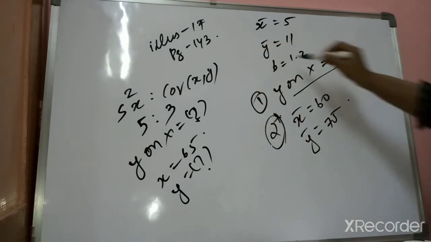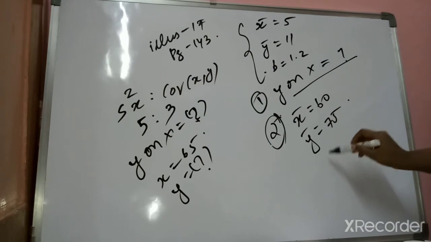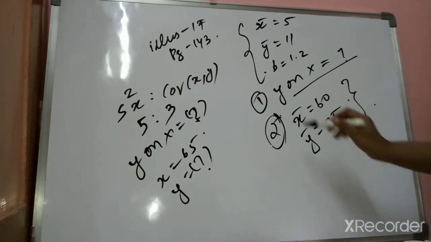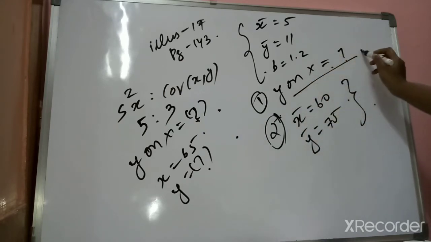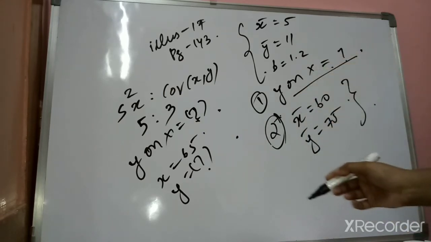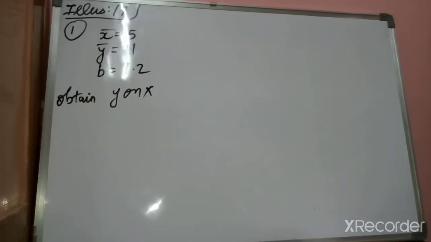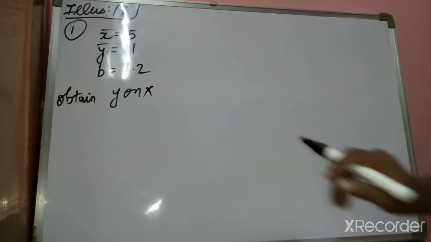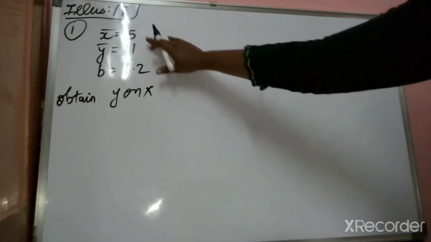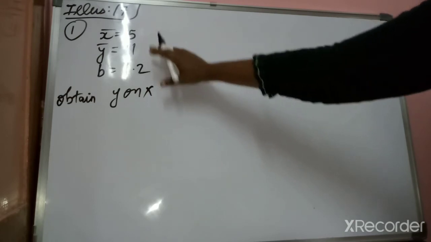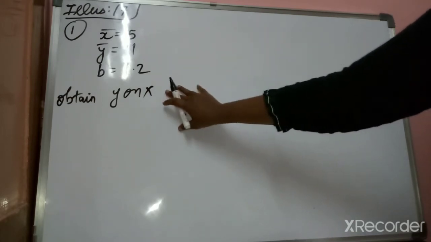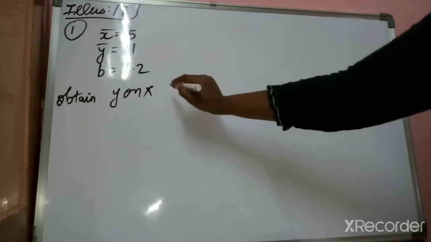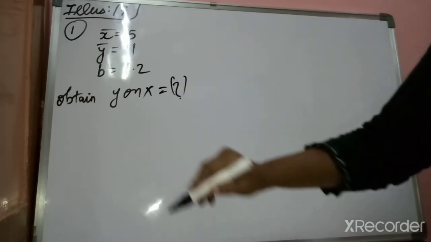For the first question, the data is something else. For the second question, the data is something else. From this, two questions have been asked, and for this, y on x is only asked. So now let's do this sum. Now see, the first question, the data is x bar is equal to 5, y bar is equal to 11, b is equal to 1.2. This much data has been given to you. Then next, they are asking to obtain y on x. So this you have to find out.